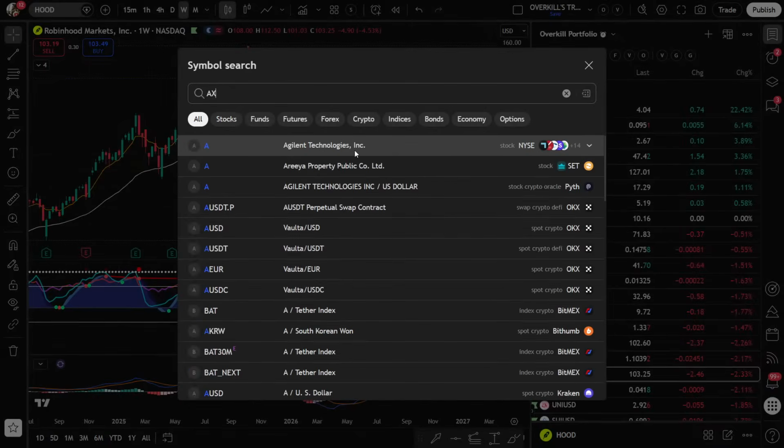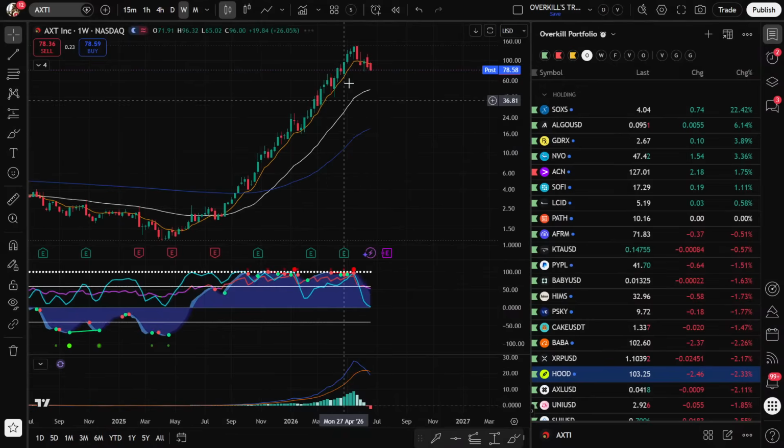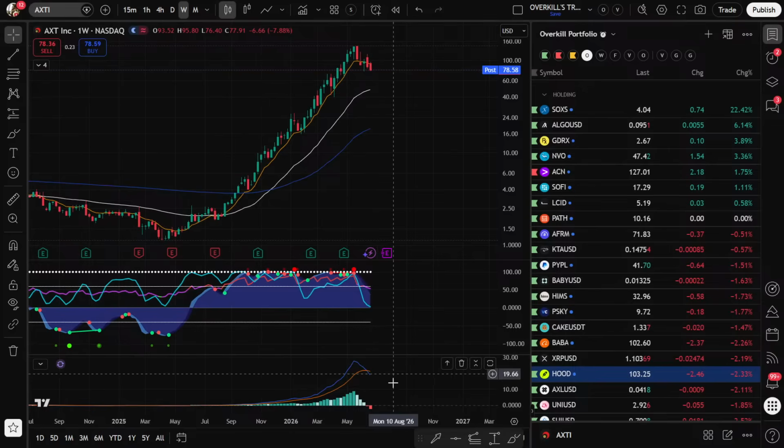I see one here for AXTI in the chat. Yeah, that one's coming down. You got the sell signal back here at like 130. It's already down 50%. I don't like this one. I'd like to buy it closer to like 19 bucks.